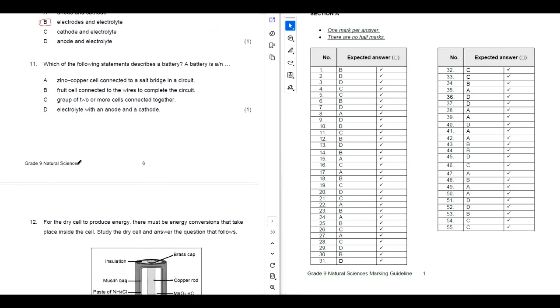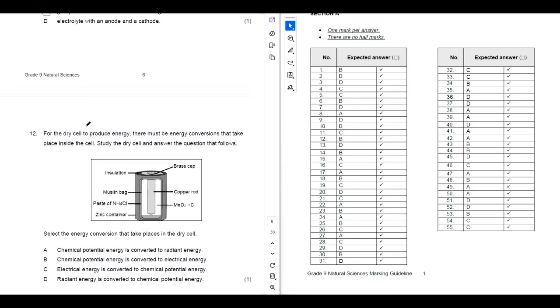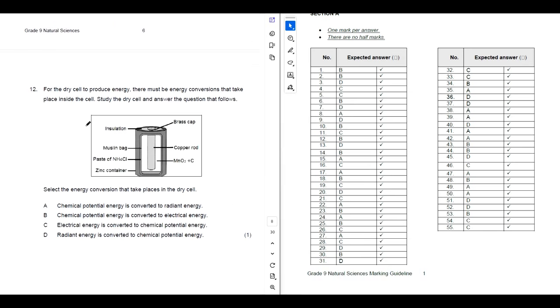Okay, and then next we will move to question 11. Question 11 says, which of the following statements describes a battery? And we all know what a battery is, guys. So the statement that represents a battery is statement C, which says a group of two or more cells connected together. And then next, we will move to question 12.